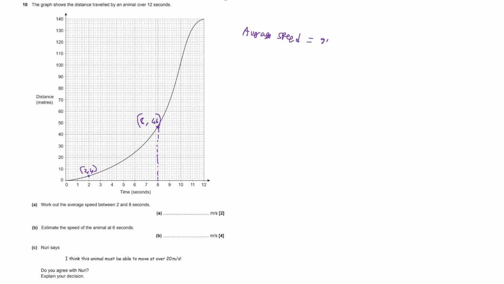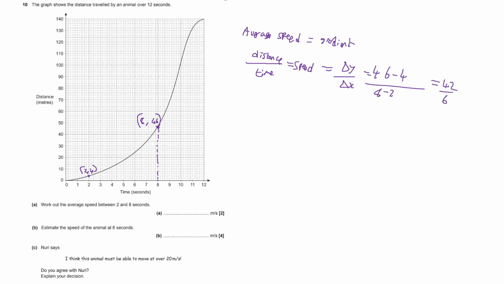So therefore, the average speed is equal to the gradient. Because remember what this graph is. It's a distance over time, which is equal to speed. Anyways, so that's just going to be the change in y over change in x, which is the same as 46 minus 4 all over 8 minus 2, which is the same as 42 over 6, which gives us an answer of 7 meters per second. And let's write that down.